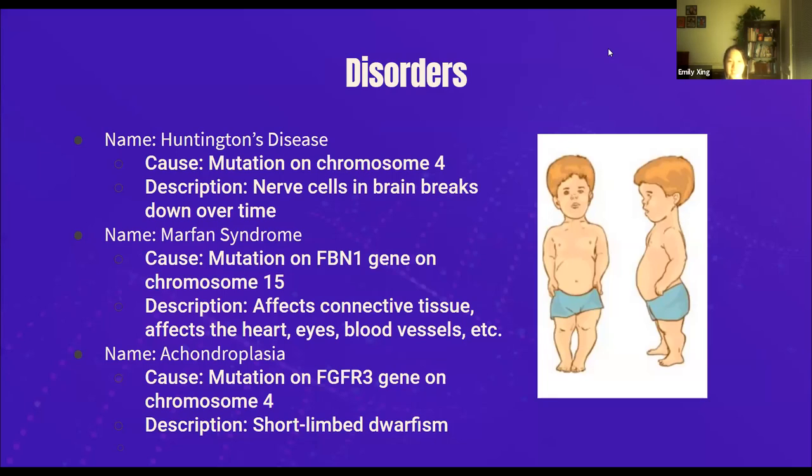Okay, so Huntington's disease causes nerve cells to break down over time. And then Marfan syndrome is a mutation on chromosome pair 15, and it affects connective tissue, which involves blood and also blood going to the heart, eyes, etc. Achondroplasia is a mutation on pair 4, and it's short-limbed dwarfism, which is what you see on the right. You don't have to remember any of this. I'm never going to quiz you on this because that would be evil, but these are just cool things to know.